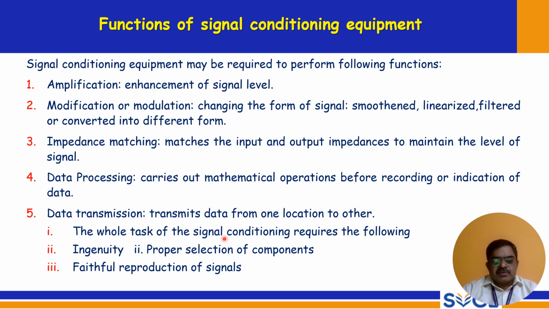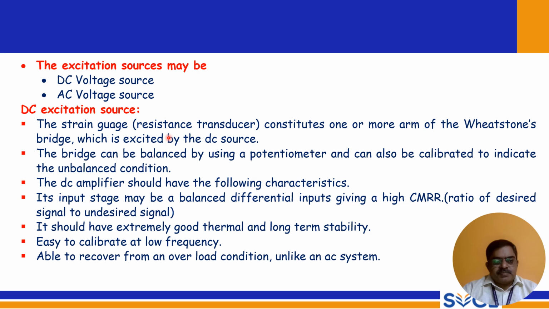The whole task of signal conditioning requires ingenuity, proper selection of components, and faithful reproduction of signals. So these are all the requirements for signal conditioning, and we can see these in the next slide. The excitation sources may be a DC voltage source or an AC voltage source. A DC excitation source example is a strain gauge.